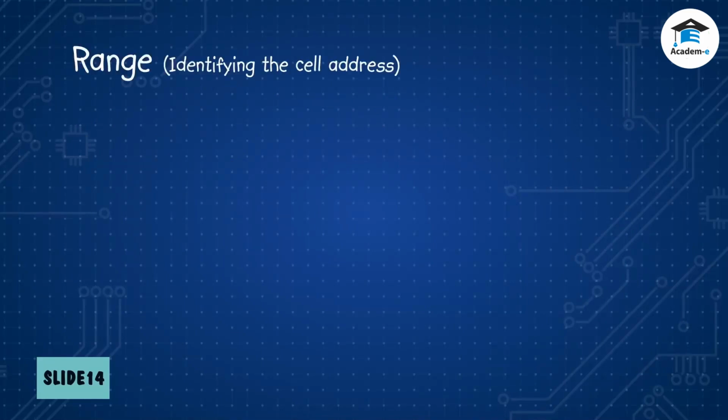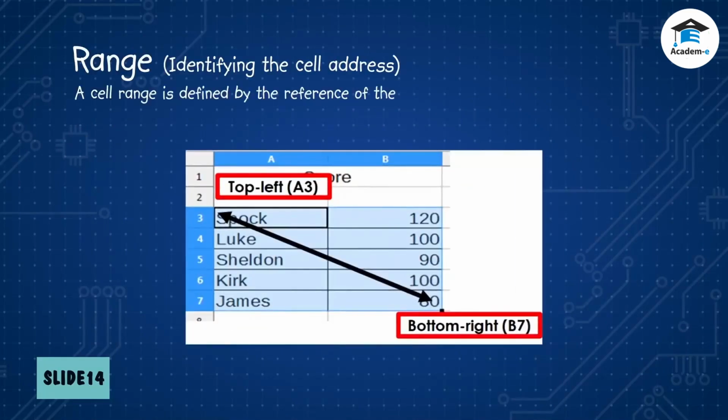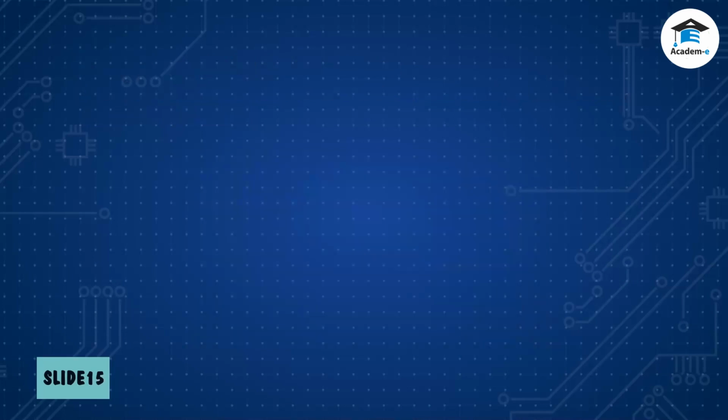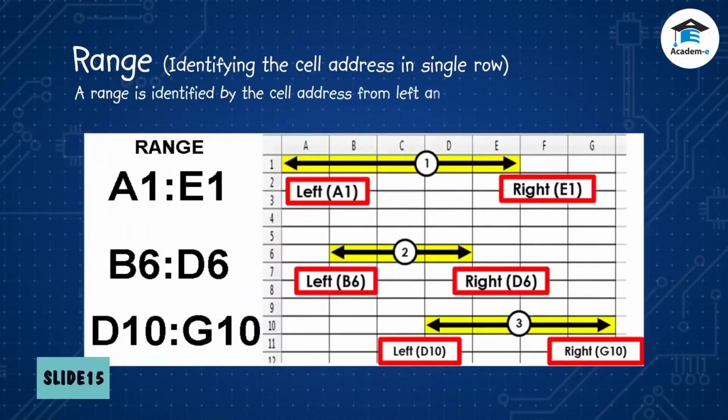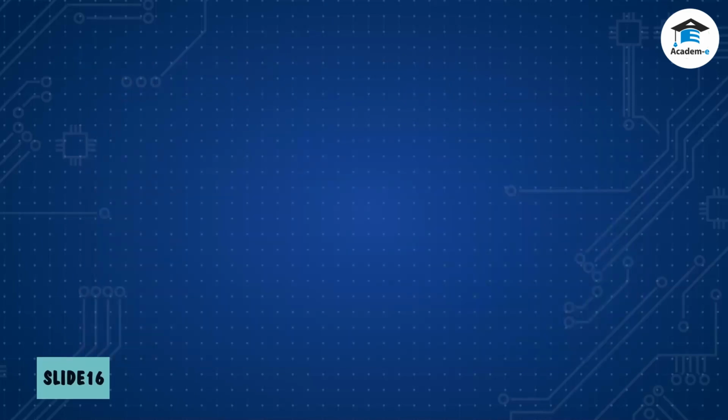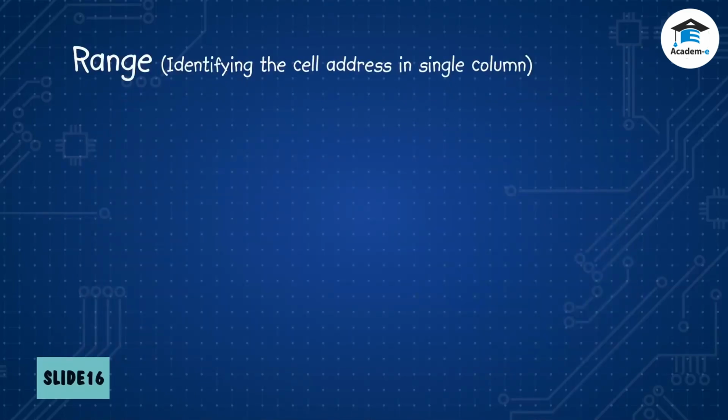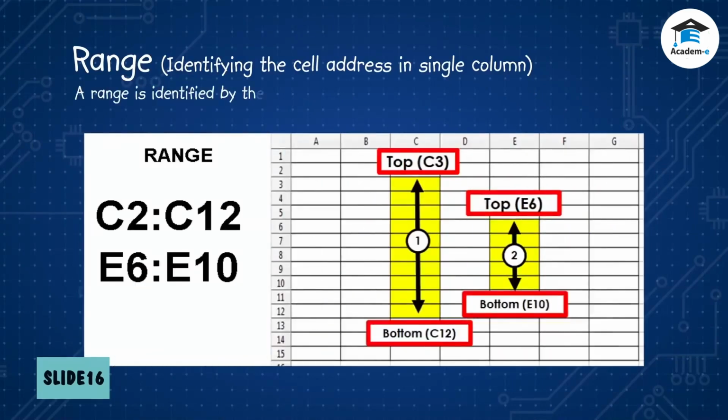Range. A cell range is defined by the reference of the upper left cell and the reference of the lower right cell. Range. A range is identified by the cell address from left and right of the range. Range. A range is identified by the cell address from top to bottom of the range.